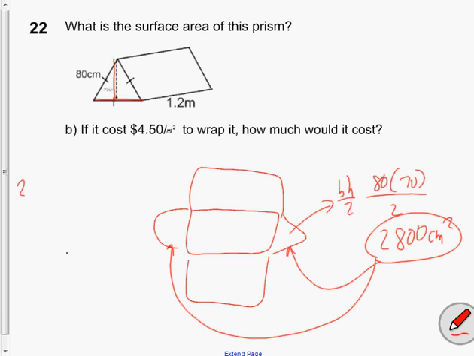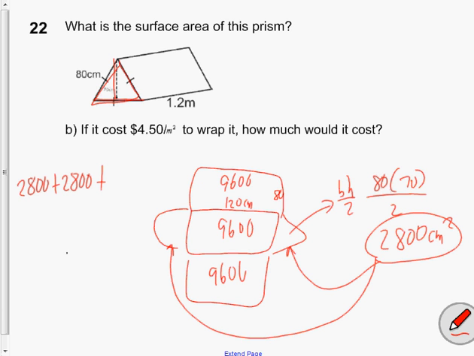So if I'm starting to add them up, I got 2,800 plus 2,800 plus each of these rectangles is 80 centimeters by 1.2 meters. Now, 1.2 meters, since I'm using centimeters, is 120 centimeters. I can't use meters and centimeters, so I'll change it to 120 centimeters. 80 times 120 is 96 plus two zeros. Each of these is 9,600 because they're all the same dimensions because it's an equilateral triangle.